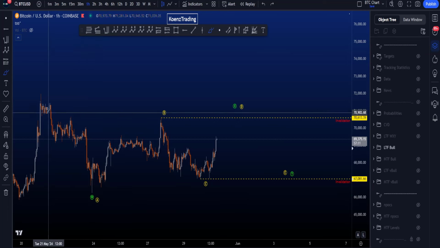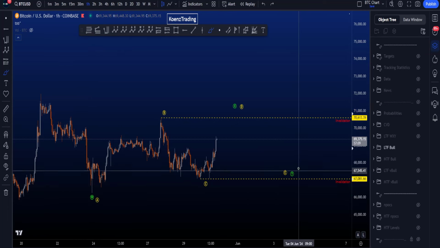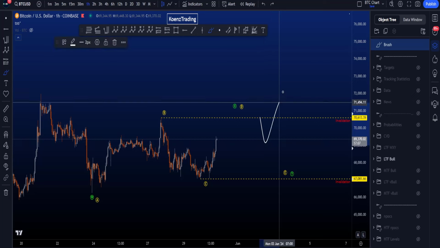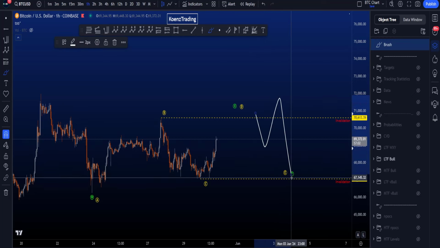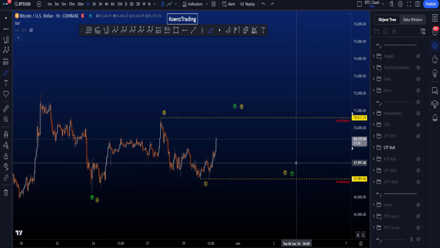Because wave W in this scenario is a zigzag to the downside, wave Y can only be a flat structure or a triangle. However, a flat is most common for a wave Y compared to it being a triangle.